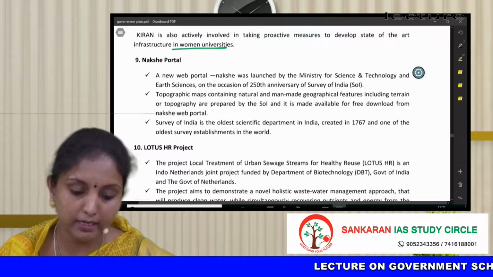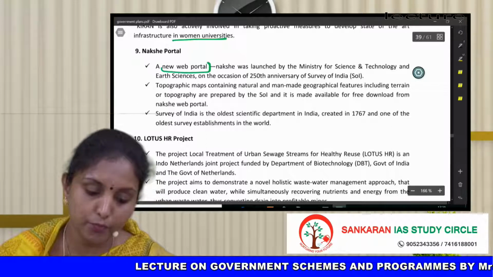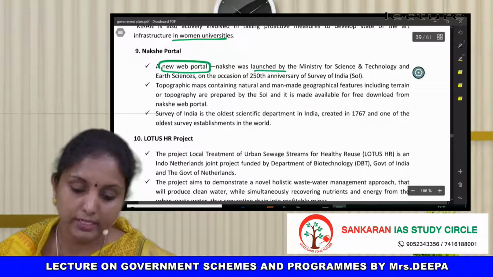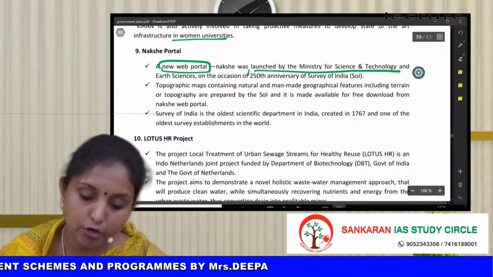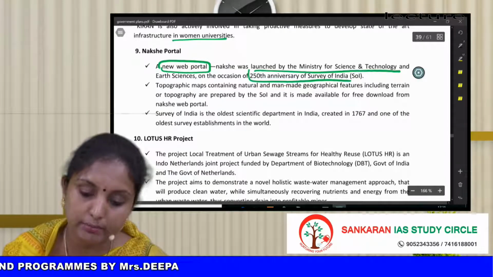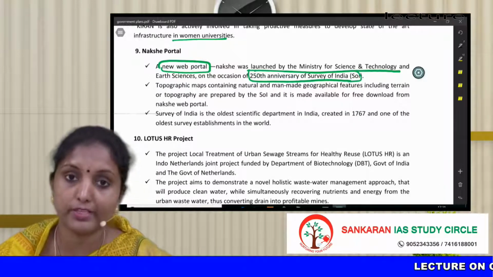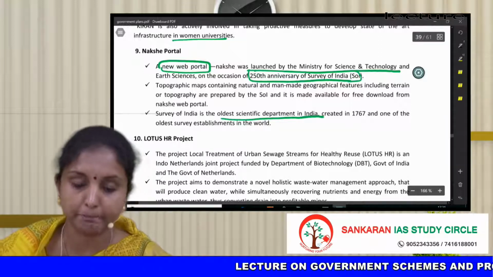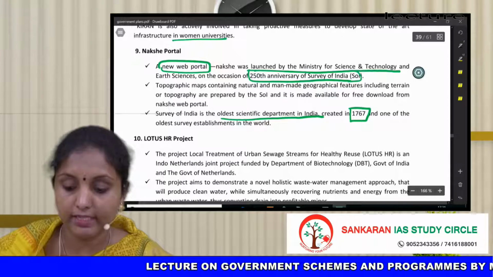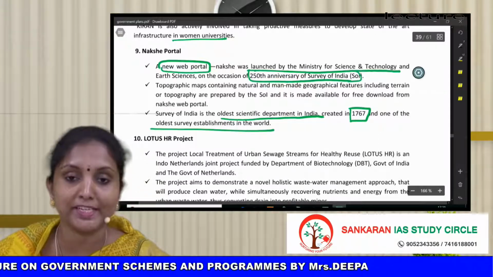The next one is the Nakshe portal. Nakshe portal is a new web portal which was launched under the Ministry of Science and Technology on the occasion of the 250th birth anniversary of Survey of India. My dear friends, one more important point about Survey of India is that it is the oldest scientific department in India, which was created in 1767, and one of the oldest survey establishments in the world.